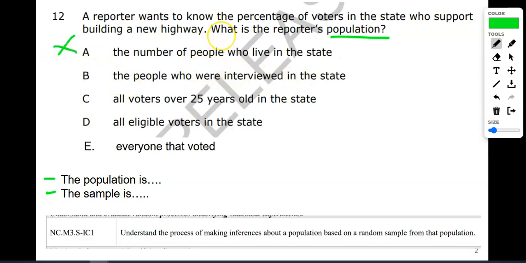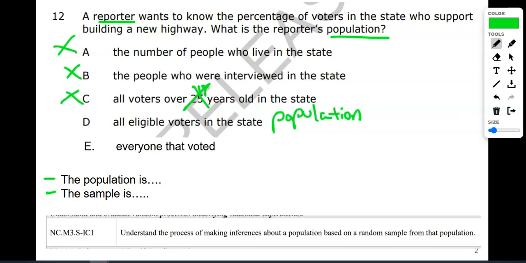Now, this question isn't really about interviewing, even though it's a reporter. It's about voting, so nothing was really said about that. All voters over 25, and there was never a specification saying just 25. I could see maybe 18 if they wanted to say that, because you have to be 18 or older to vote as of when I'm recording this. All eligible voters in the state, that is indeed the population.